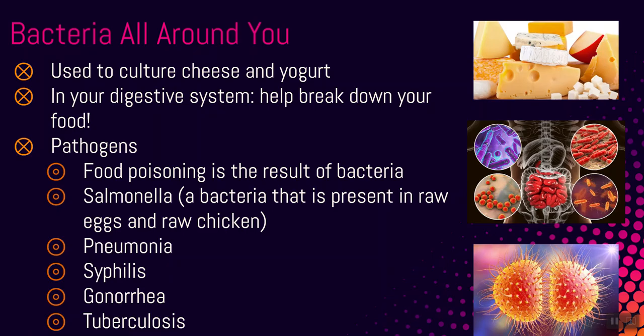Salmonella is another bacterial infection. If you're ever making cookies and you want to eat that raw cookie dough, whoever's making the cookies, your mom, your grandma will tell you, no, don't eat that because you shouldn't eat raw eggs. And that is because Salmonella is a bacteria that is present in things like raw eggs or raw chicken that can be harmful to the human body. Other bacterial pathogens are things like pneumonia, syphilis, and gonorrhea, which are both sexually transmitted infections, and tuberculosis.